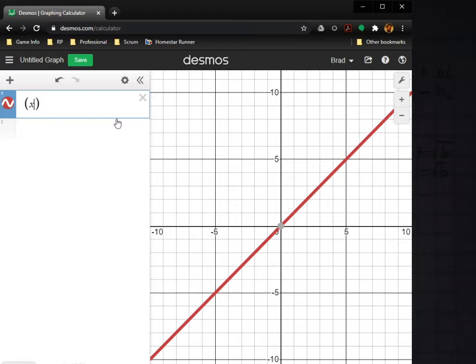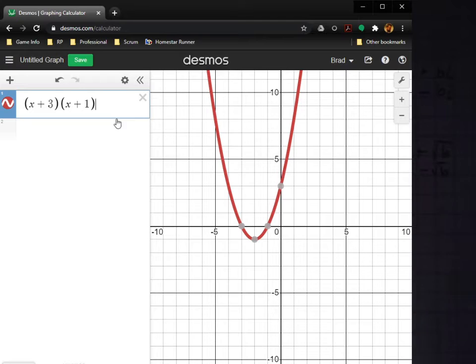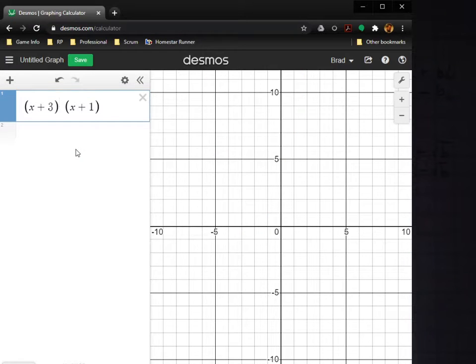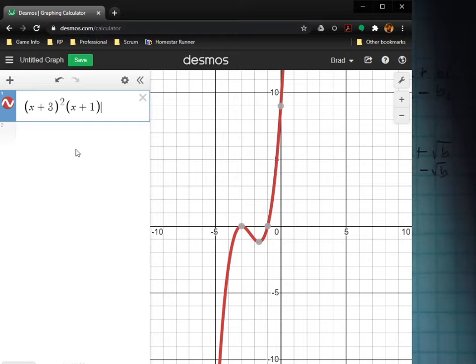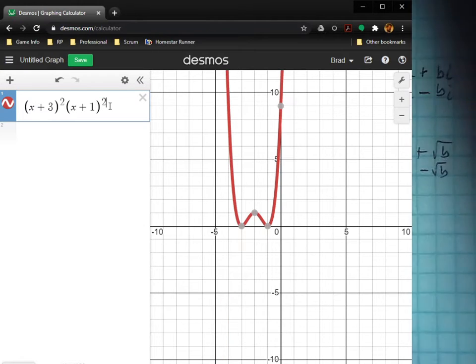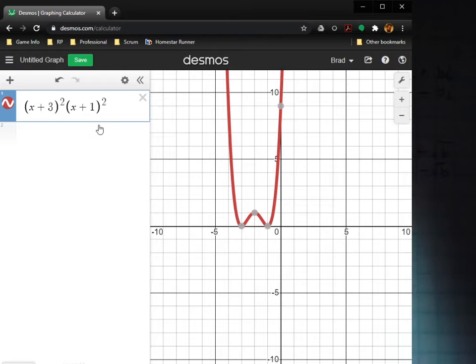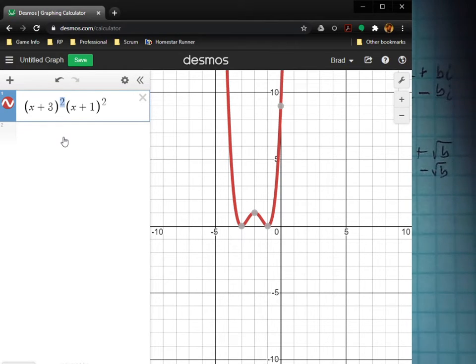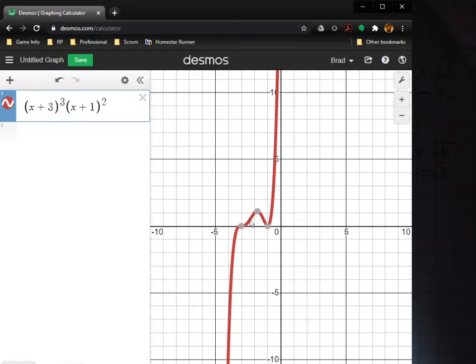So if I change this to x plus 3 times x plus 1, you can see in this case they both have multiplicity 1, so at both zeros we're going to cross the axis. Now what we had on our original graph was multiplicity 2 for this one, and you can see the first one bounces and the second one crosses. If I make them both squared, they're both going to bounce. Now if I make this one third degree, that's odd, so that produces a situation where it crosses the axis. This one is still even, so it bounces.